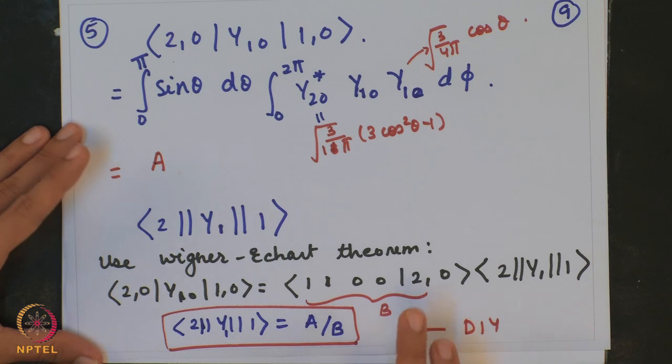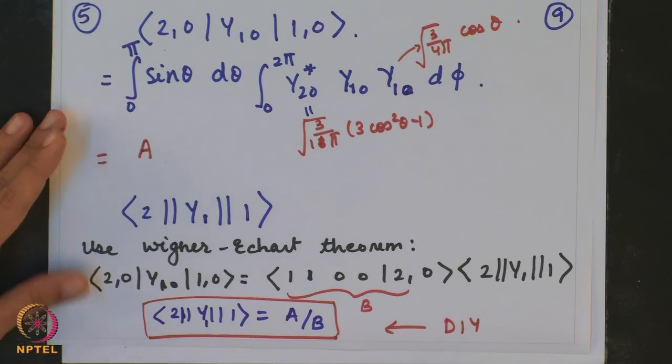So, in these tutorials you have to handle the CG coefficient. If you have mastered that, then you will be able to do problems on Wigner-Eckart theorem very easily.